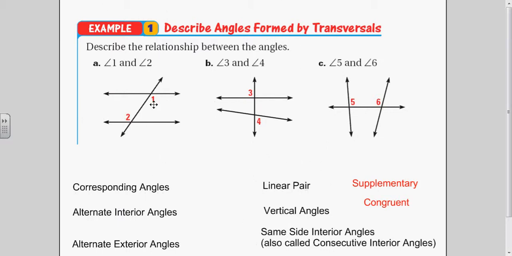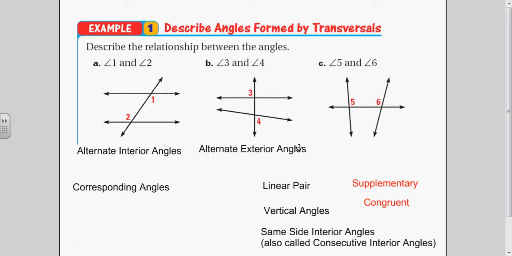So 1 and 2, if we had to figure out what type of angles they were, I would notice that these are on opposite sides of that transversal. Here's my transversal. And then they're on the interior of these two lines. So those would be called alternate interior angles. In this diagram, here's my transversal. Notice that 3 and 4 are on opposite sides and that they're on the exterior. So those would be called alternate exterior angles.